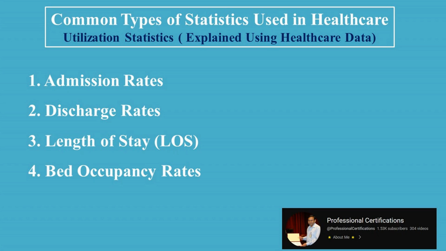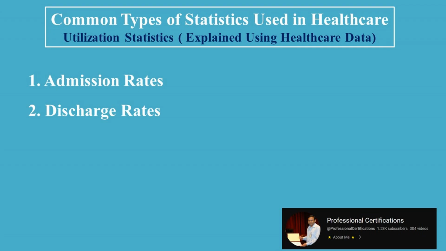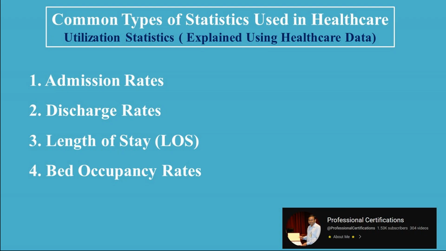In this video, we are going to explore utilization statistics with examples related to healthcare data. Healthcare utilization statistics: 1. Admission rates. 2. Discharge rates. 3. Length of stay, LOS. 4. Bed occupancy rates. Let's explore each with an example.